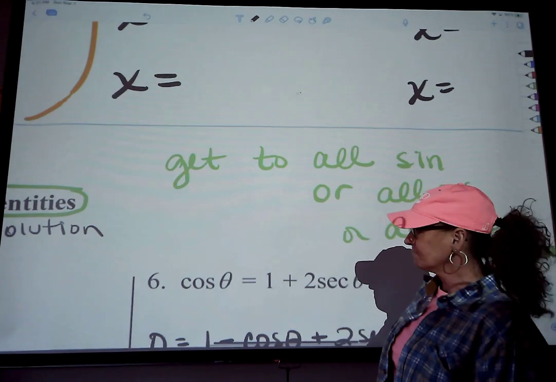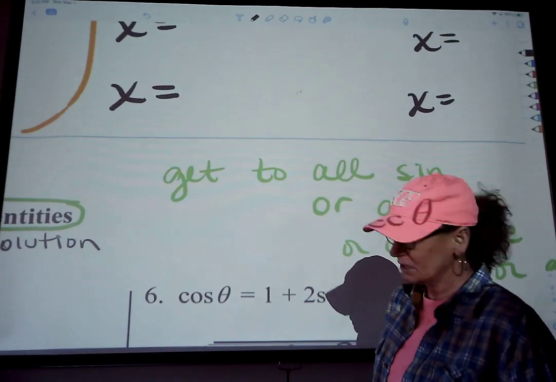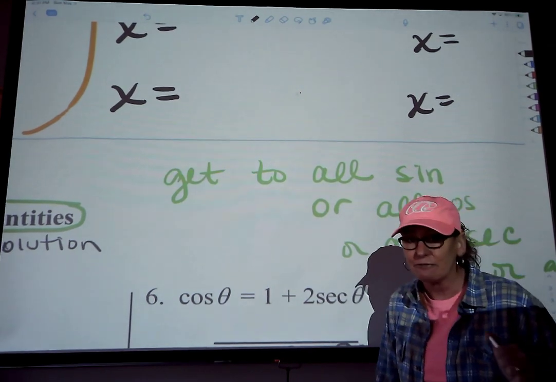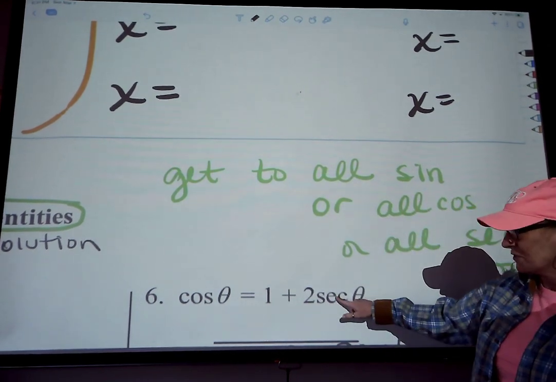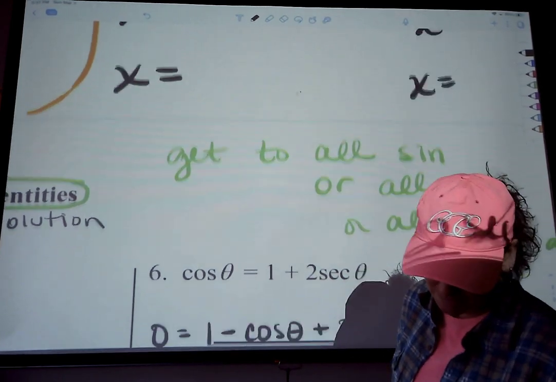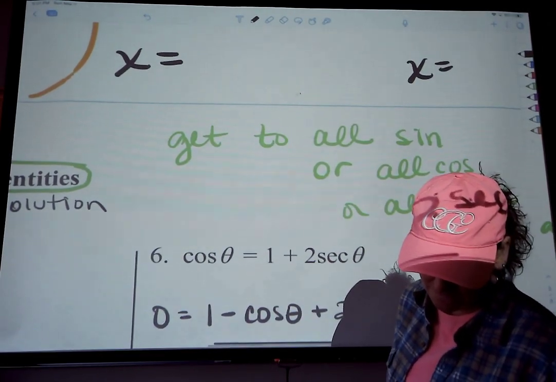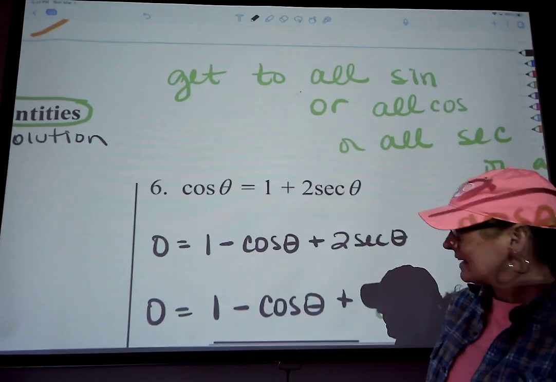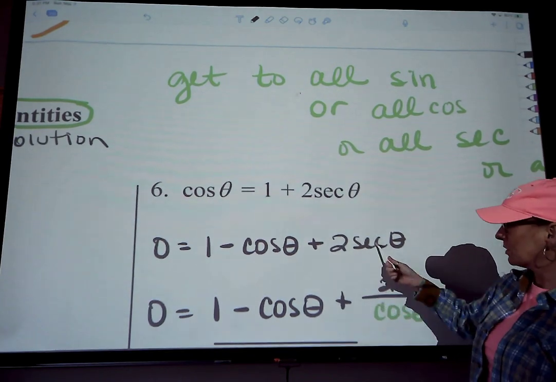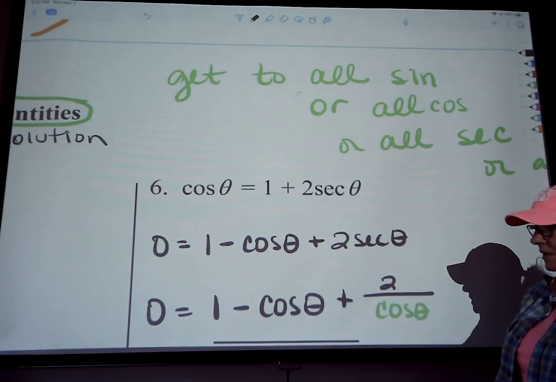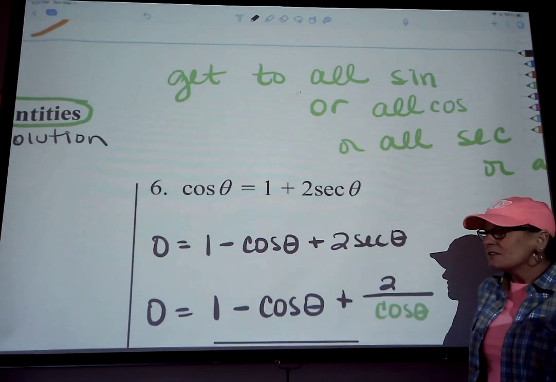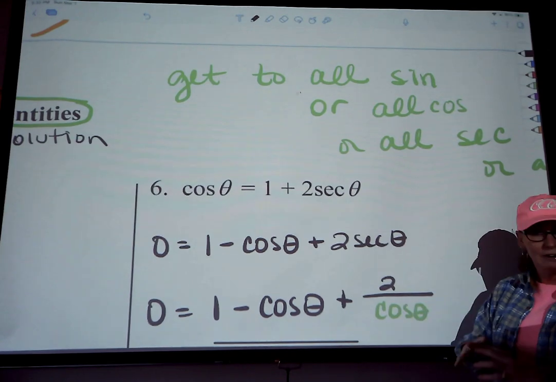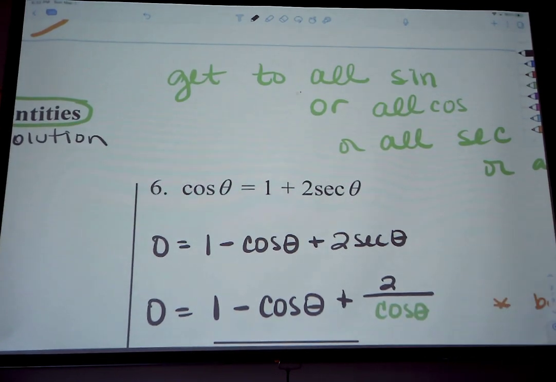Next one. Oh, this was interesting. Get it all to cosine or get it all to secant? I prefer cosine. So I'm going to turn this into cosine. Here I go. Oh, just kidding. I set it equal to 0 first. That's a good thing to do. Now, turn that into cosine. So I got 2 times 1 over cosine. Looks like this. All right. This is really hard to solve because you've got a fraction here with your cosine. You don't have a cosine squared. How on earth are you going to factor it?